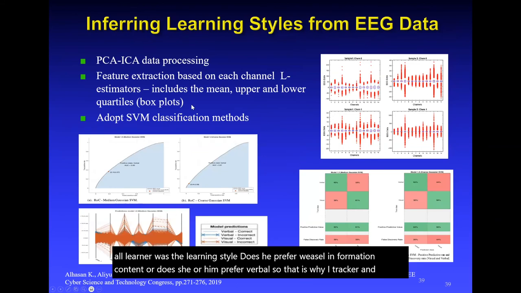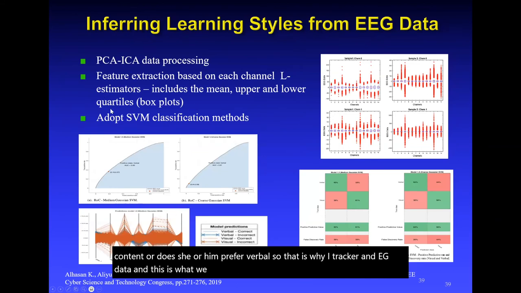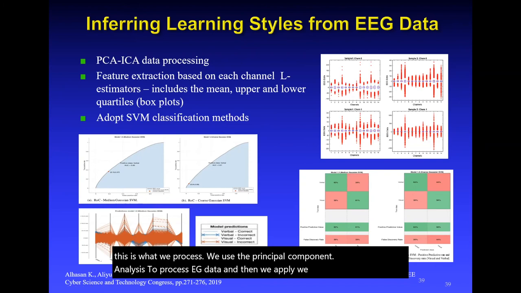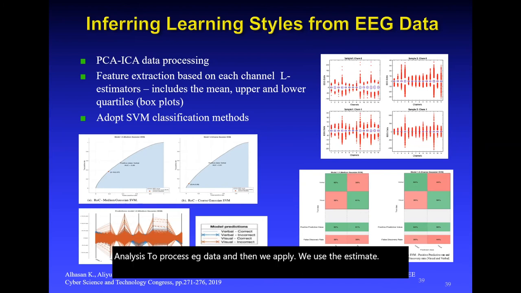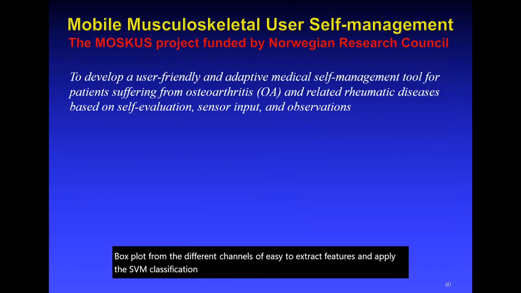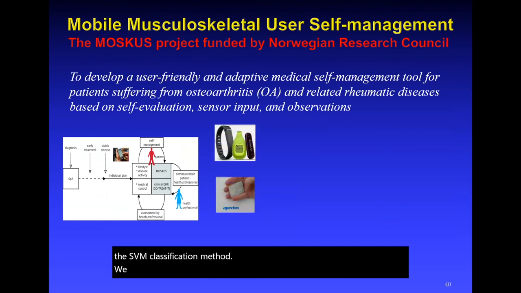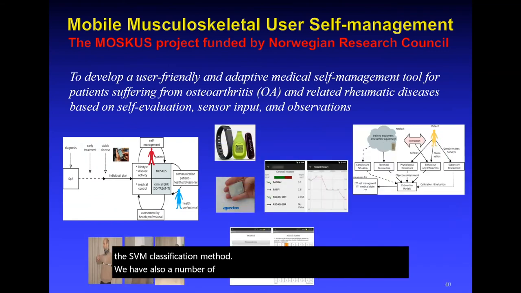And this is what we process. We use principal component analysis to process the EEG data. Then we estimate the box plot from the different EEG channels to extract features and apply the SVM classification method. We also have a number of projects in this sphere on computational analysis.